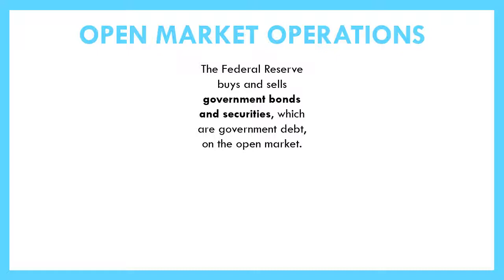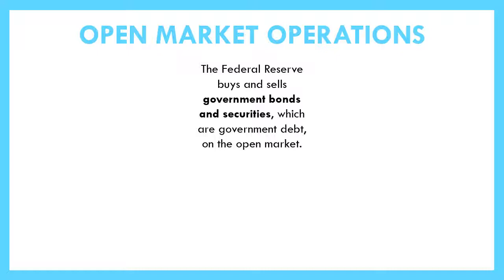Finally, and maybe the most important one of all these, is open market operations. What the Federal Reserve actually does is they perform these open market operations by buying and selling government bonds and government securities, which is just government debt, out on the open market. What they do is they go out to the open market and they say, hey, we would like to purchase your government debt, your government IOUs. They go to commercial banks and they do this.